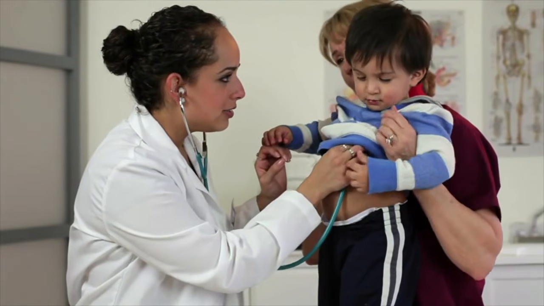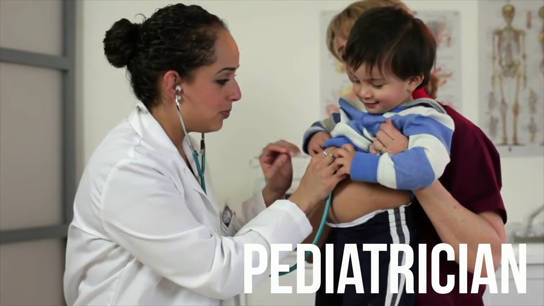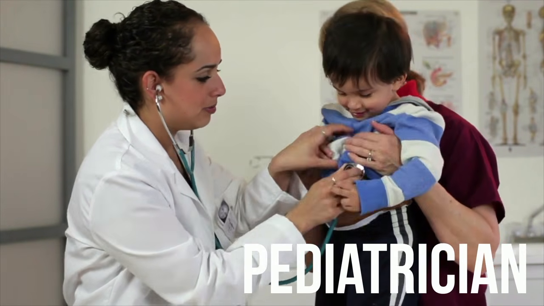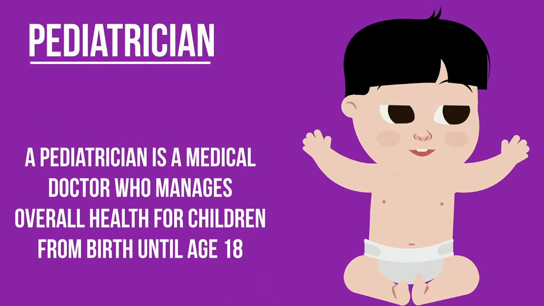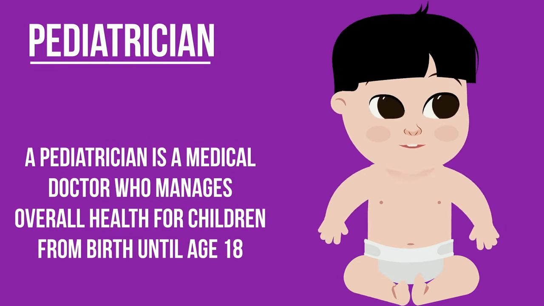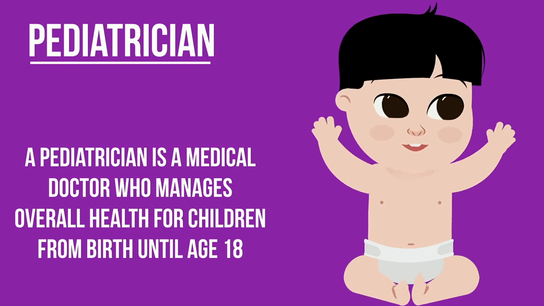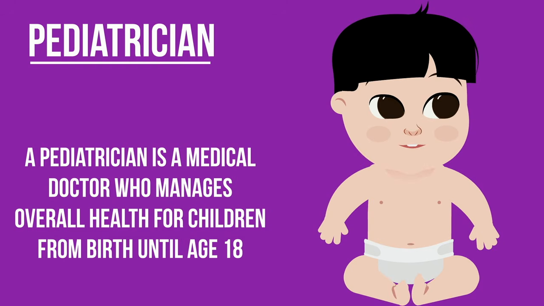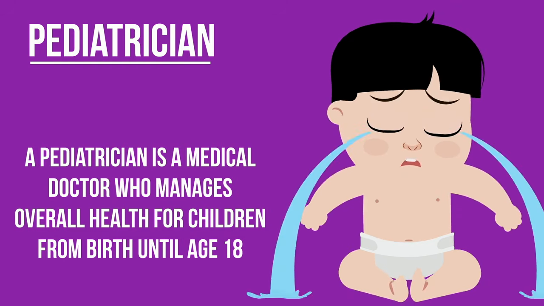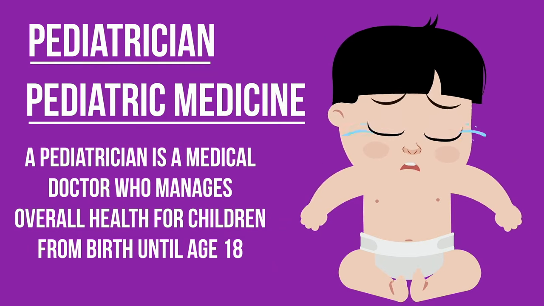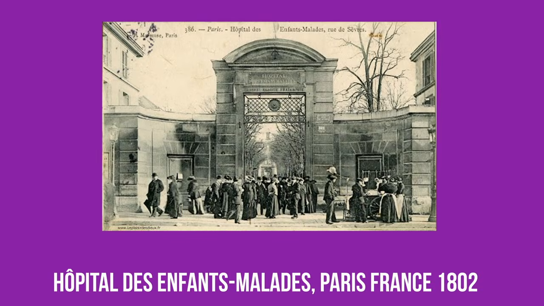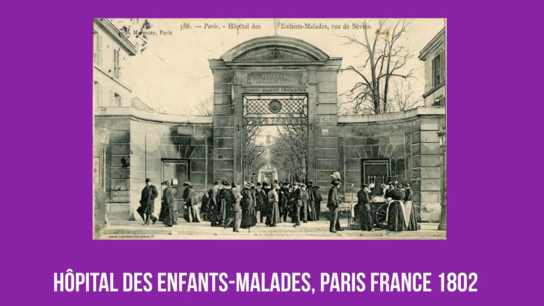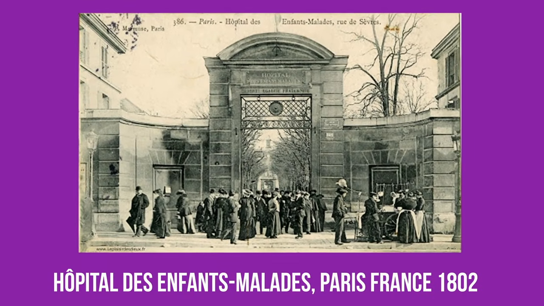Okay, it's time to move on to our next type of doctor, which is a pediatrician. Repeat after me. Pediatrician. So what does a pediatrician do? A pediatrician is a medical doctor who manages overall health for children from birth until age 18. And the area of medicine is called pediatric medicine. And the very first pediatric hospital was opened in Paris, France in 1802.